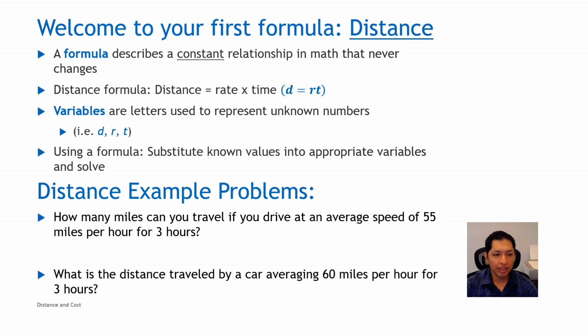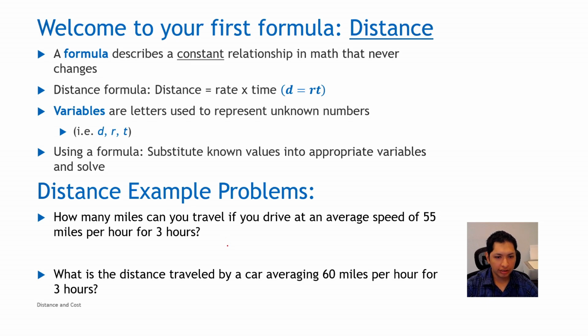So when you have a formula just by itself, it is usually just variables. So you don't know any of the numbers. Variables means that you don't know any of the numbers, but you know where they go. You know the relationship between them. So when you're using a formula, you substitute the values that you do know into the appropriate variables and solve. So what that means is if I'm looking for the distance and I know the rate and the time, then I'll substitute the known rate and the known time into the distance formula and solve for distance. So let's look at that with some example problems.